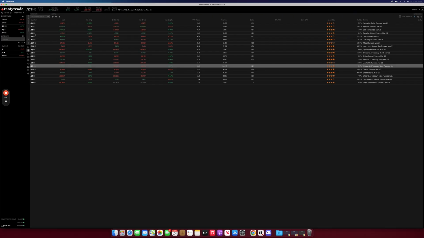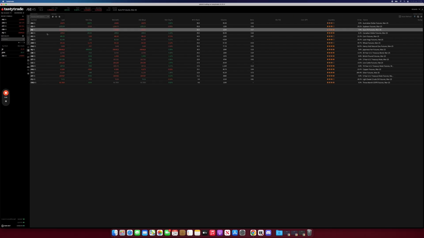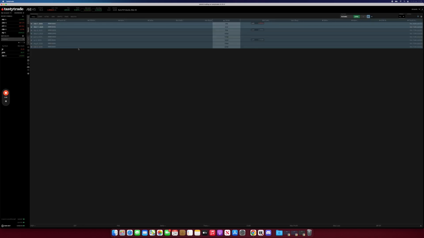So with that in mind, I have got my eye on the euro futures. It has an IV rank of 55. It has an absolute IV level of 7.8%. So let's take a look at the expiration dates for the euro.